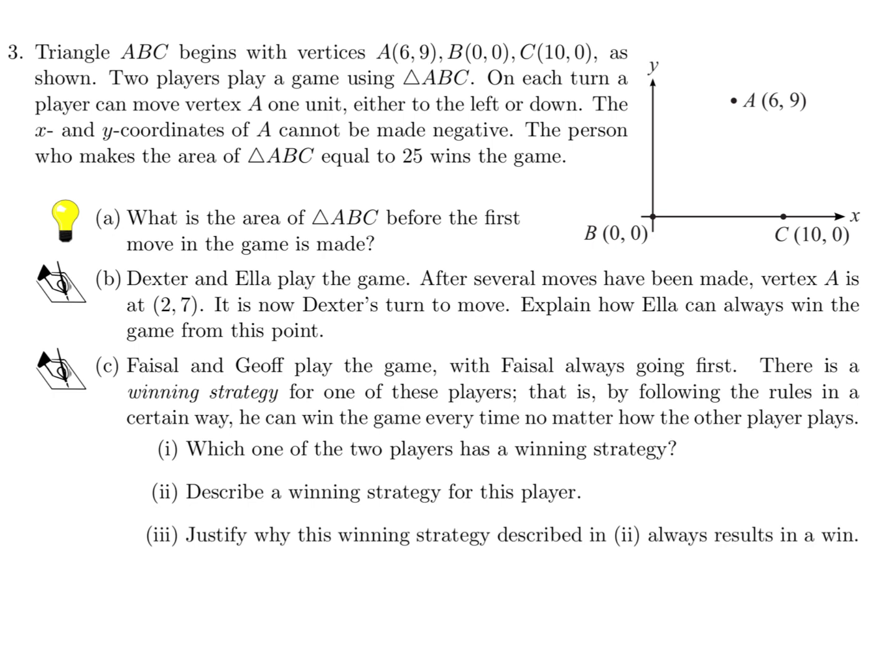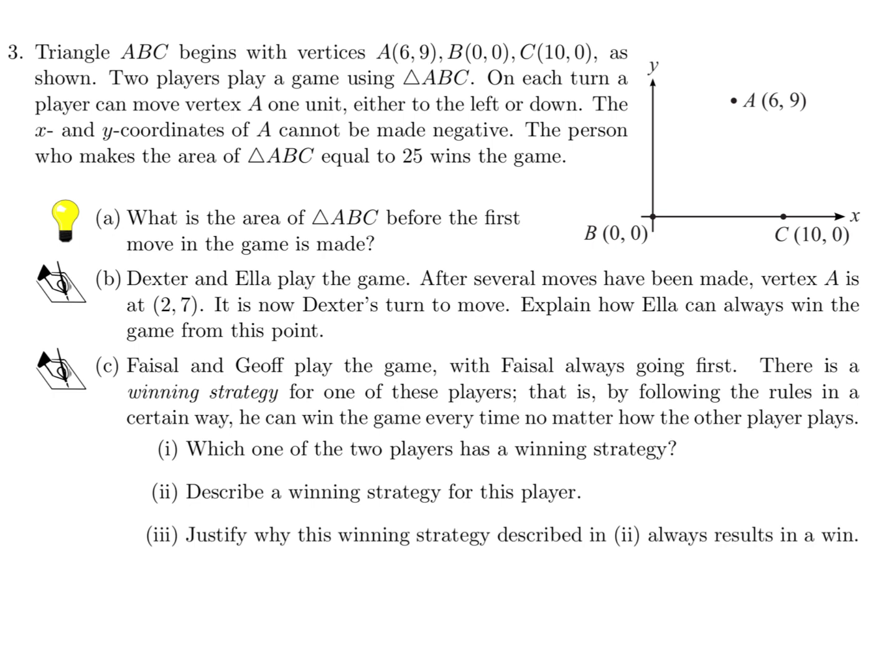Triangle ABC begins with vertices A, B, and C. As shown, 2 players play a game using triangle ABC. On each turn, a player can move a vertex A 1 unit either to the left or down. The XY coordinates of A cannot be made negative. The person who makes the area of triangle ABC equal to 25 wins the game. What is the area of ABC before the first move is made?